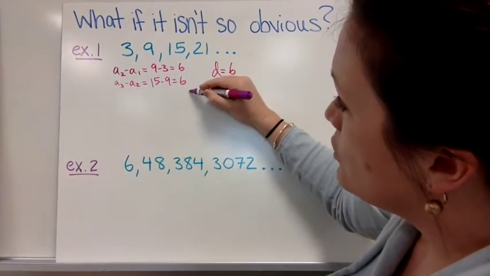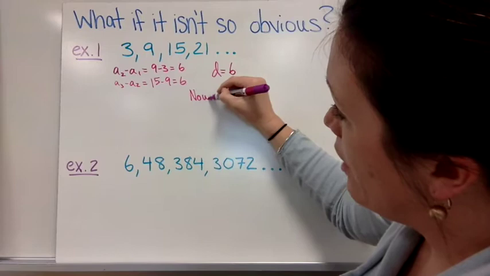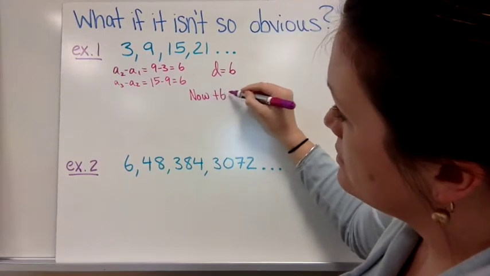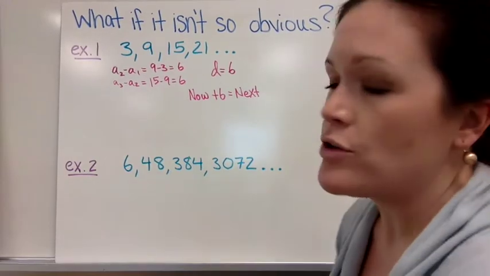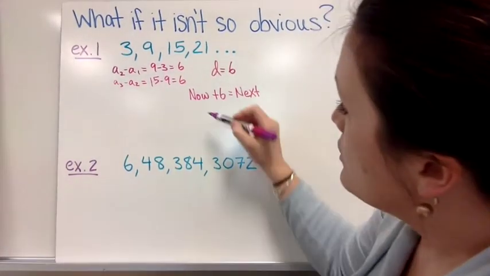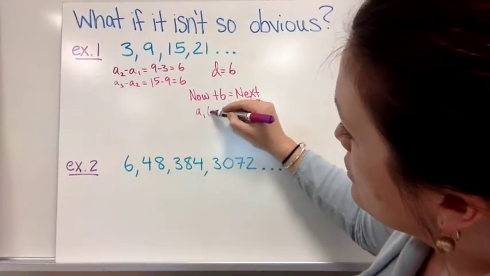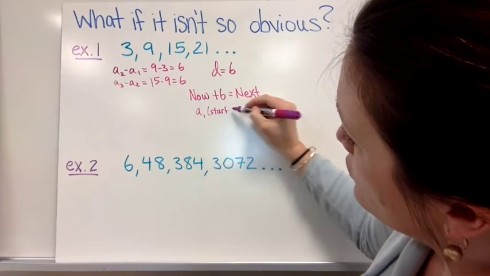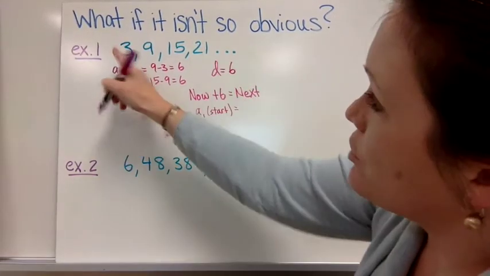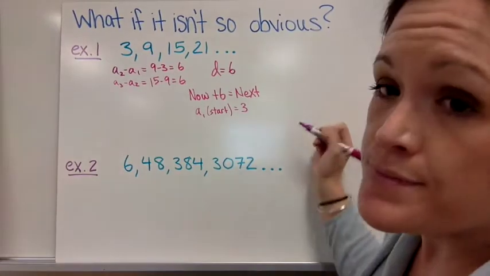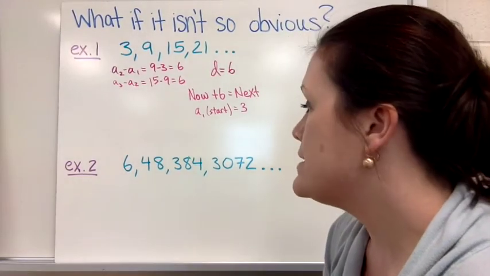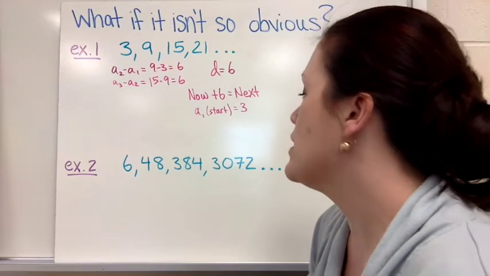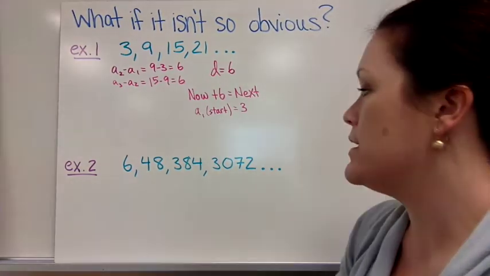You could say that your term you have now plus 6 would give you the next term. So that would be your now next equation. And your a sub 1, or your start value of your sequence, was equal to 3. That's whatever they give you first. So let's look at example 2. We have 6, 48, 384, and 3072.